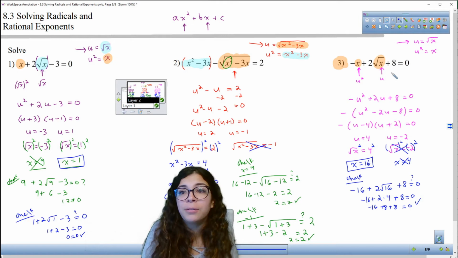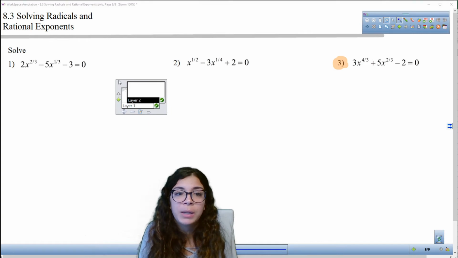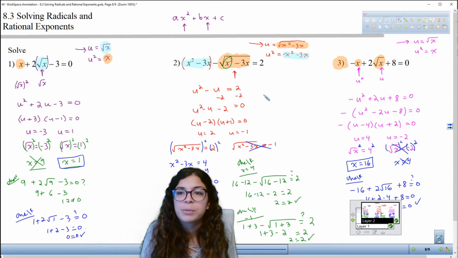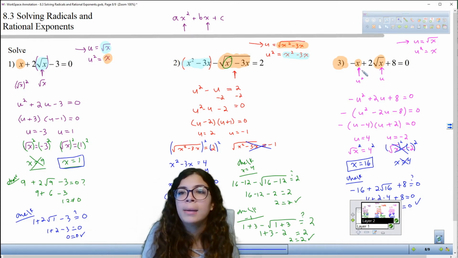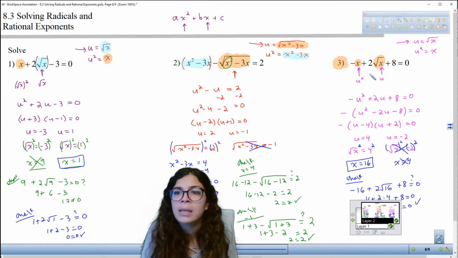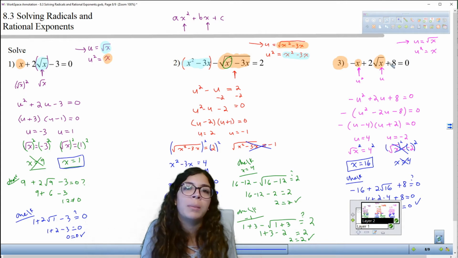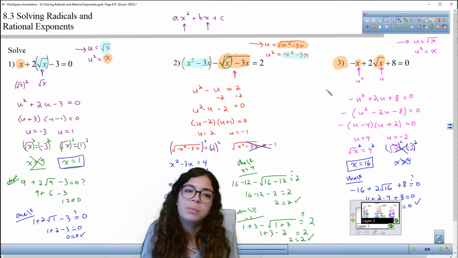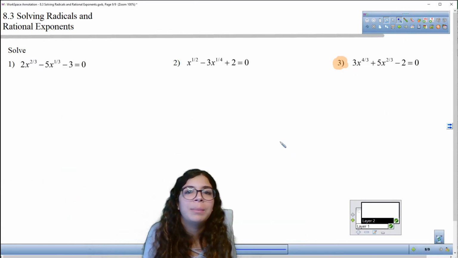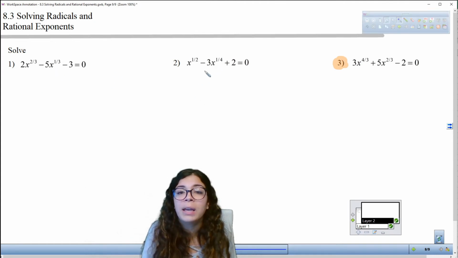The other type of quadratic in form that you could have is when you have a fraction exponent. Now, with these other problems, you could probably get around using u substitution. Instead, you can just add x and subtract 8 and then divide by 2 on both sides, and then you can square both sides. So you can get around using u substitution with these types of problems, but it's really beneficial and a lot quicker for these types of problems where you have a fraction exponent in more than one place, okay?